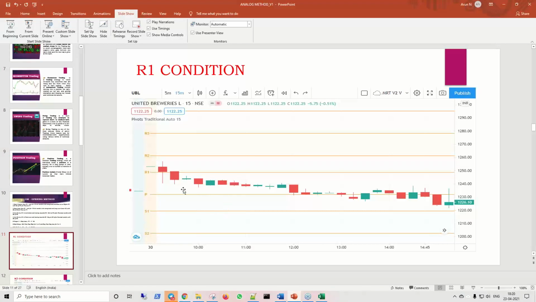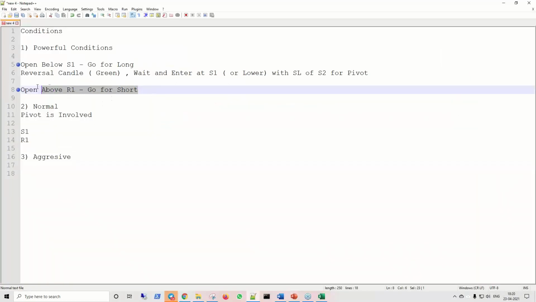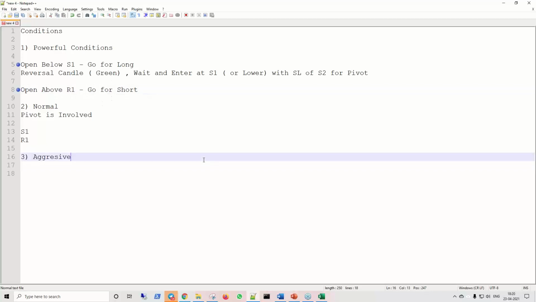Now see, let us take this example. United Breweries: the open was above R1, meaning it is between R1 and R2. So it falls under this powerful category, right? Open is above R1. Now what we do, we just wait for the first 15 minutes to be completed. So don't trade in the first 15 minutes.